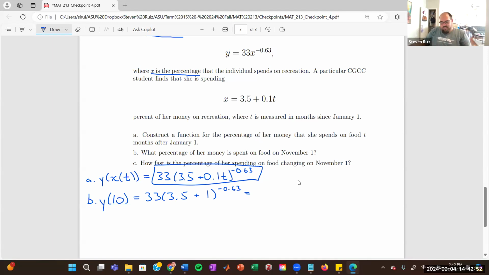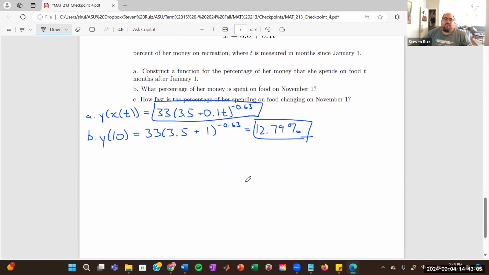All right, so this value comes out to be 12.79. So basically, she is spending 12.79% of her money on food on this date, on November 1st. All right, part C, what does it ask? How fast is the percentage of her spending on food changing?